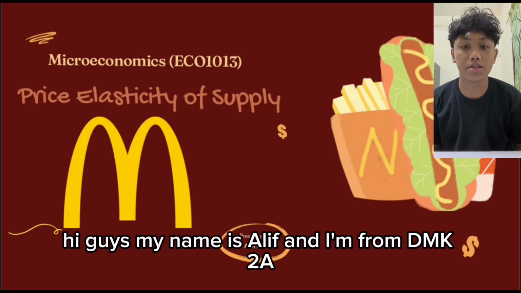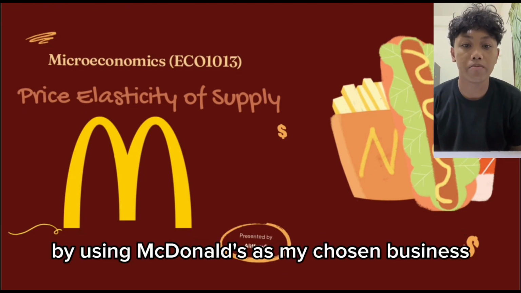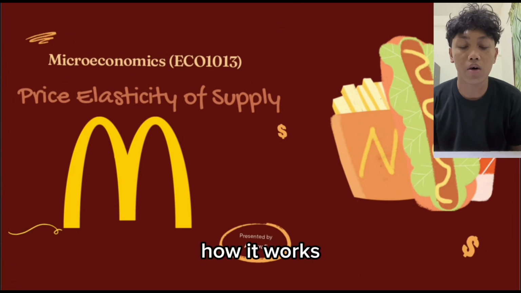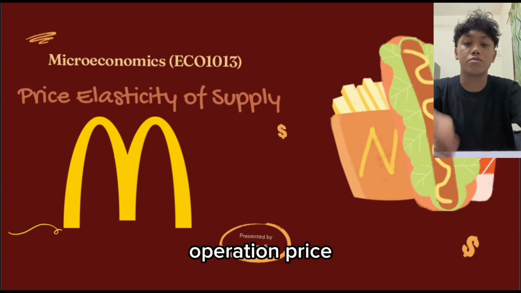Hi guys, my name is Alif and I'm from DMK2A. Today I will present about price elasticity of supply, also known as PES, by using McDonald's as my chosen business. I will explain the concept, how it works, and how McDonald's applies it in their business operation.